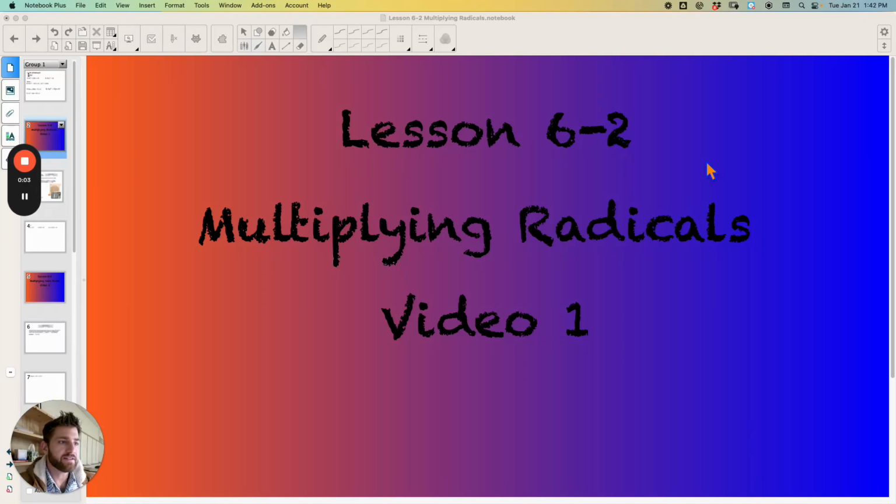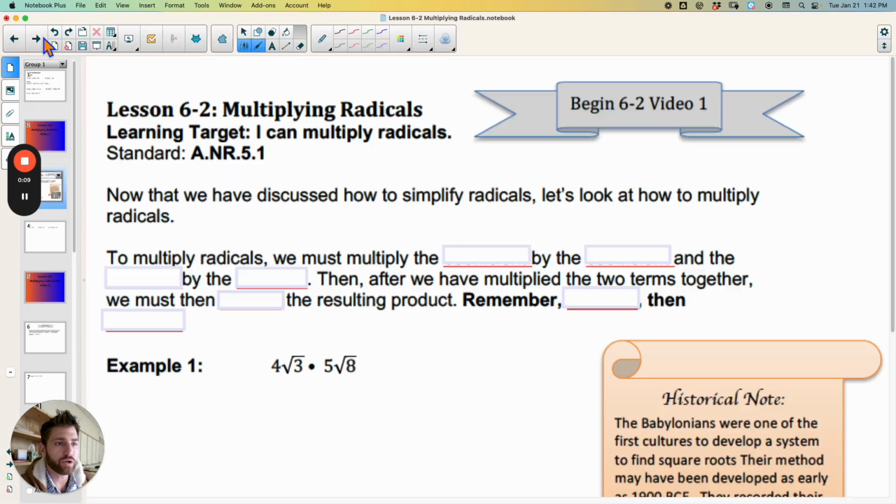Alright, lesson 6-2, we are going to dive into multiplying radicals, and this is video 1. Alright, so fill these in your notes. So now we have discussed how to simplify radicals. We're going to look at how to multiply these radicals.